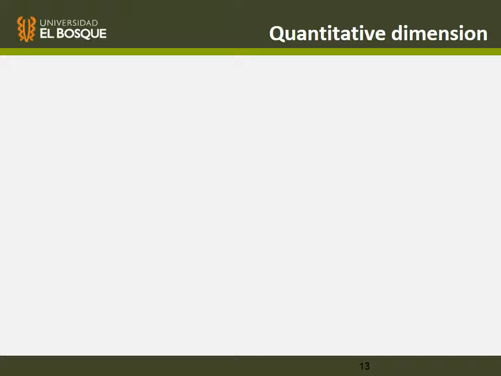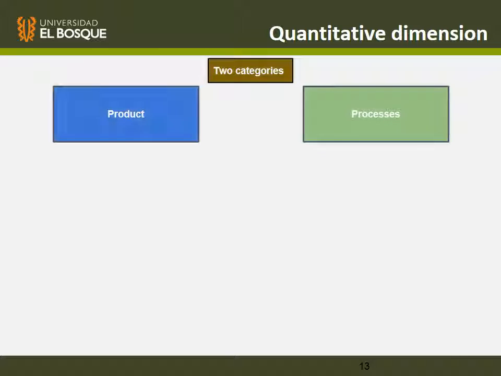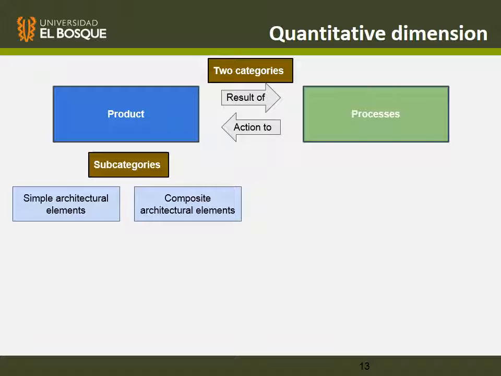Now we have the quantitative dimension. Structural elements and mechanisms which characterize the four paradigms can be classified into two categories: products and processes. A product is a software or conceptual entity that is the result of an action or process. A process is an action or series of actions that is used to create or modify a product. The product divides itself into two subcategories. The first one is the simple architecture elements, which are the basic building blocks of a paradigm, and the composite architecture elements, which are complex products built from existing architecture elements.